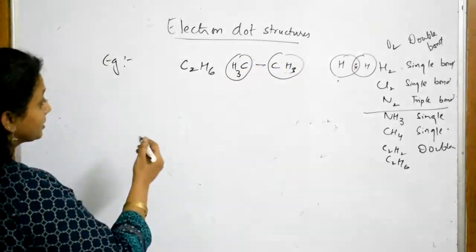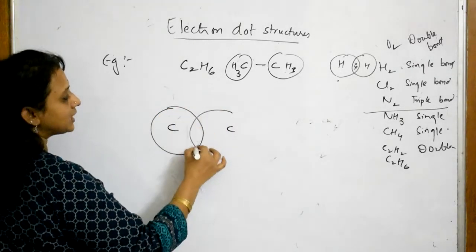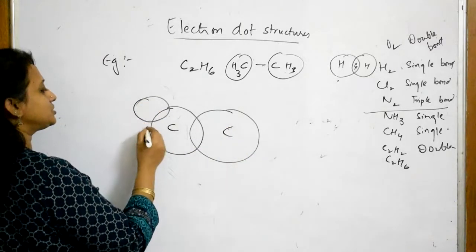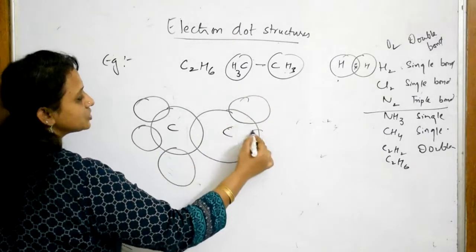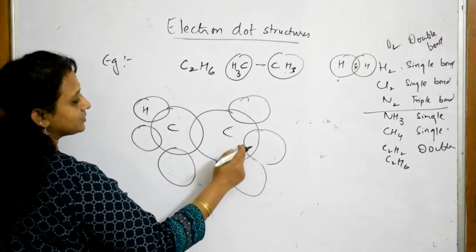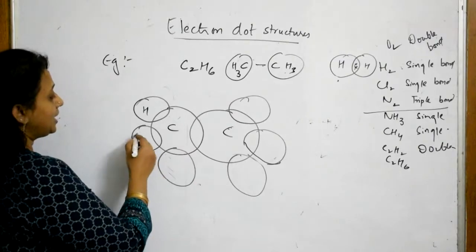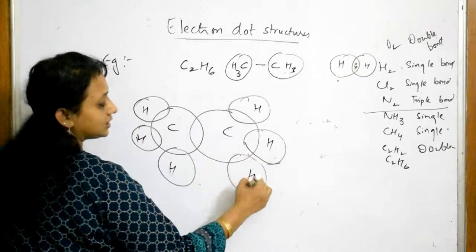Now let us draw. One carbon atom is here. One more carbon atom sharing, right? One hydrogen, two hydrogens, three hydrogens, one hydrogen, two hydrogens, three hydrogens. Don't overlap these two. The lobes will be overlapped, but here to show you. H, H, H, H, H.